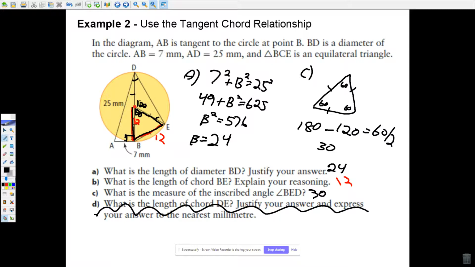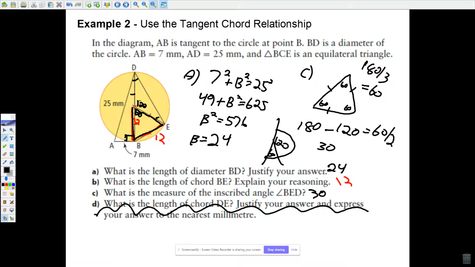The third question is, what is the measure of inscribed angle BED? Now this one takes a few steps. Inside an equilateral triangle, all of the angles are equal and all of the sides are equal. So if you have 180 degrees to split evenly between 3 angles, 180 divided by 3 is 60. So all 3 of these angles are 60 degrees, and we can put a 60 down right here. That means this angle right here, the central angle, has got to be 120, because the two together have to add up to 180. So this one here is 120 degrees.